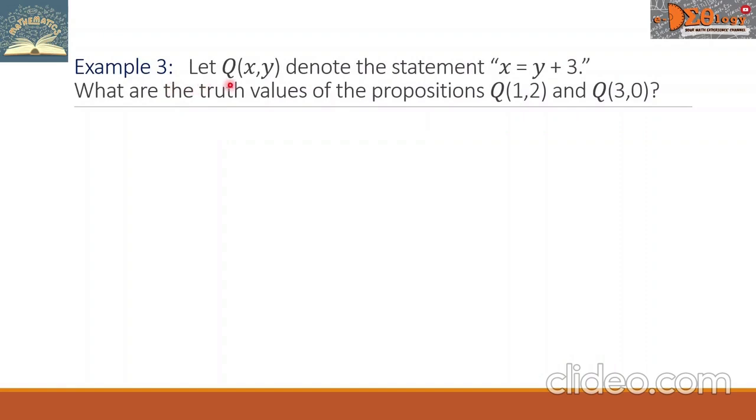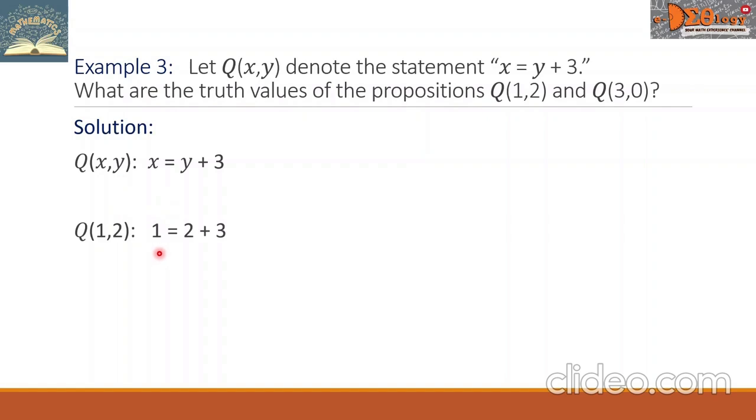Example 3. Let Q of x, y denote the statement x equals y plus 3. What are the truth values of the propositions Q of 1, 2 and Q of 3, 0? So we write the given Q of x, y, colon, x equals y plus 3. Let's begin with Q of 1, 2. So the number 1 corresponds to x and the number 2 corresponds to y. We substitute respectively, so we have 1 equals 2 plus 3. Simplifying the equation, the right side becomes 5, and we say that 1 is not equal to 5. So Q of 1, 2 has the truth value false.